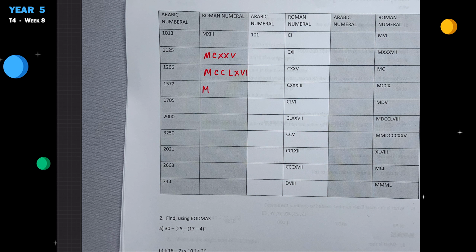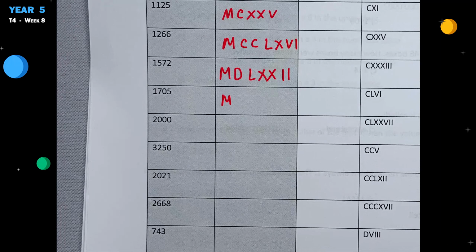1000, which is M, 500, which is D, and then 72. 70 is L for 50, 60, 70, and 2, 1, 2. Next, 1000 is M, 700 is D, C, C, that's 500, 600, 700, and 5, which is a V.